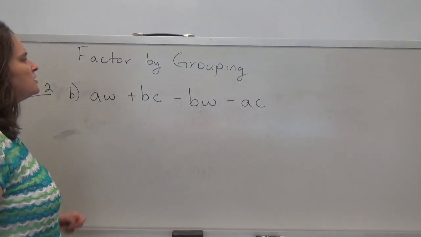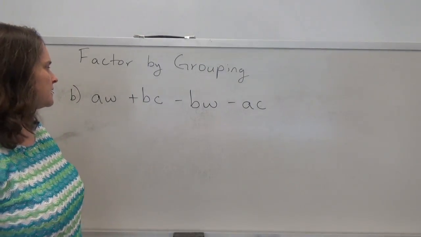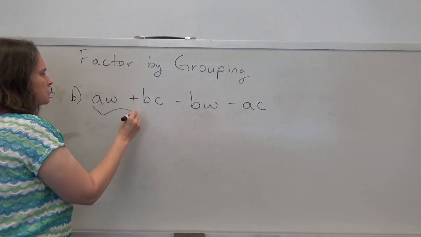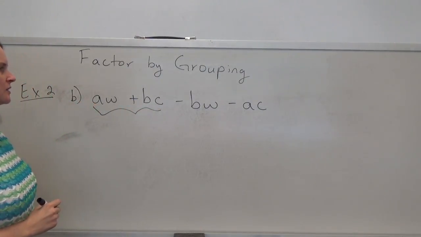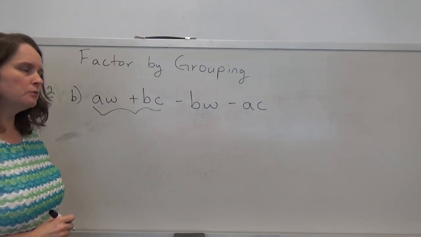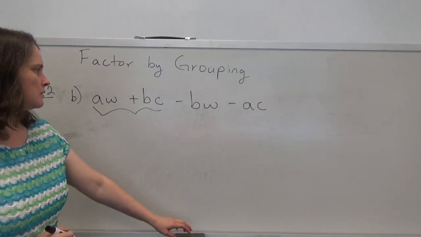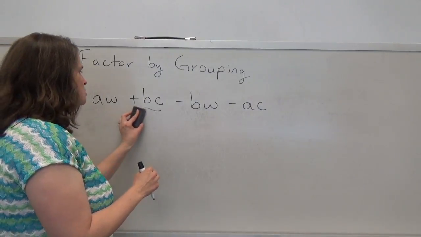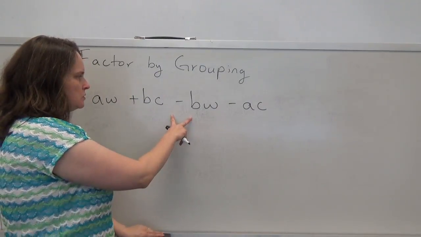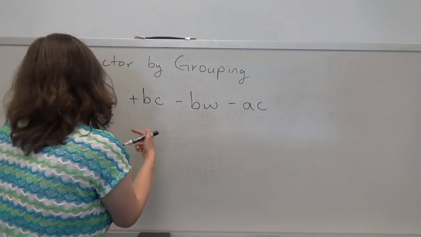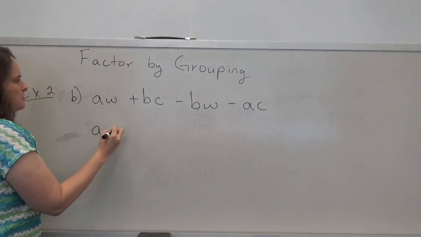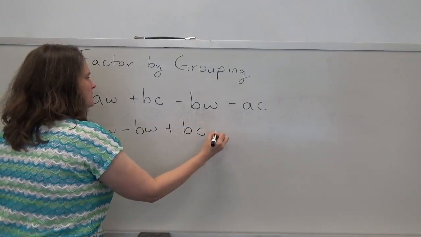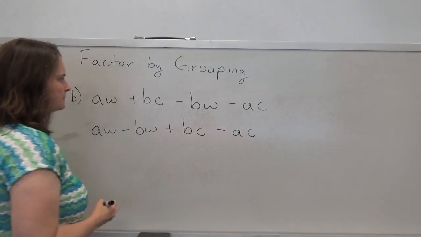Okay, so now we've got another 4-term polynomial that we're ready to factor. We're going to use the grouping method again. So looking at the first 2 terms, we'll notice that there is no common factor that we can remove this time. All right, so if this happens, you can try rearranging the terms. Let's take the middle 2 terms, flip them around the other way and see what happens. So AW minus BW plus BC minus AC.